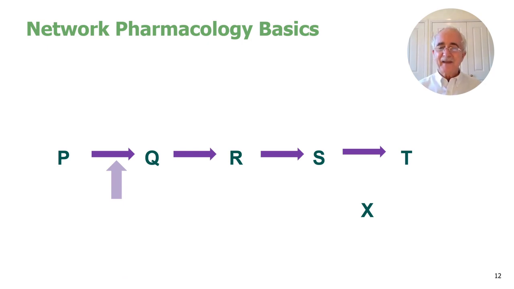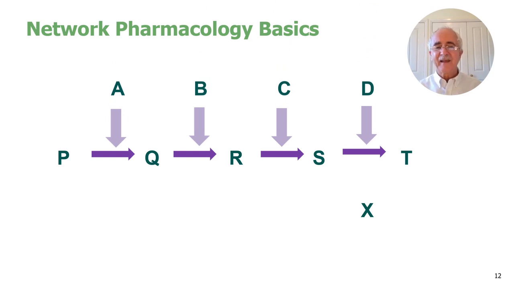But that also can cause problems, because you might end up with a deficiency of R, S, and T as a result. So what happens with network pharmacology is you ideally target every step in that chain, but every step in that chain by just a small amount. It's sufficient to bring T back into normal physiological balance without upsetting the needed amounts of P, Q, R, and S. So it looks like that.